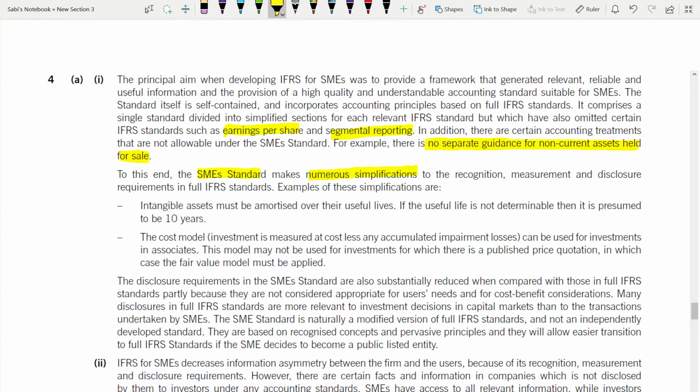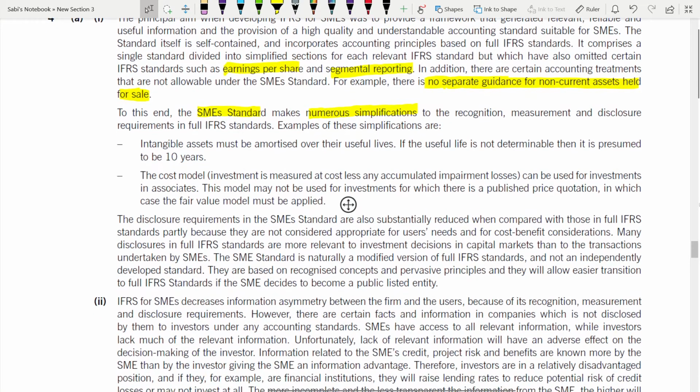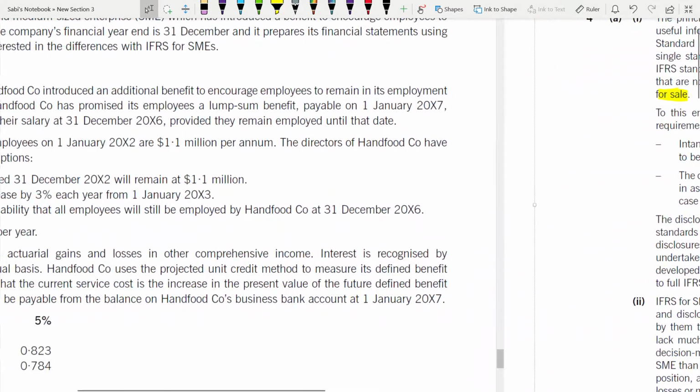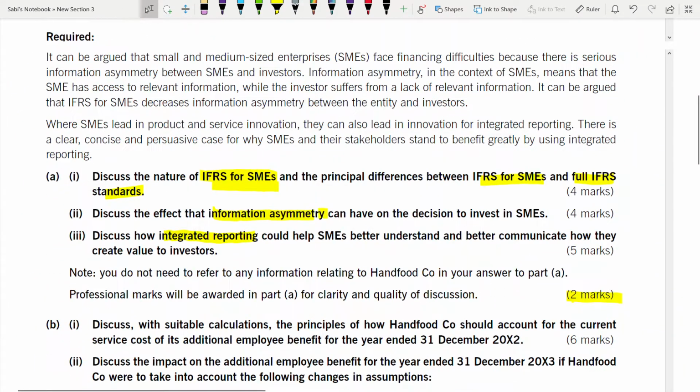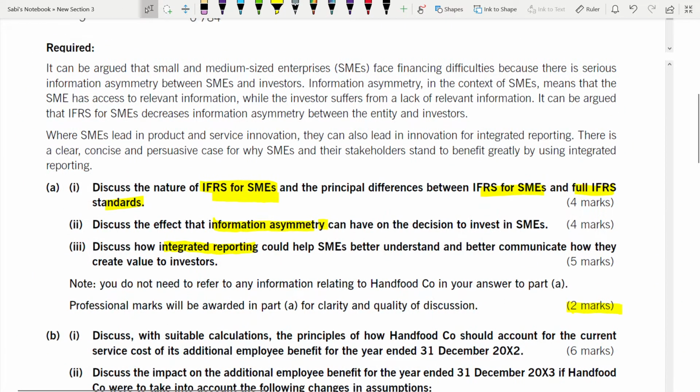It simplifies the recognition, measurement, and disclosure requirements in the full IFRS standards. Examples of the simplifications. Wherever you find you can give examples, please give examples. It is recommended, based on the marks, of course. Wait, let me see how many marks. I forgot, it is for 4 marks.